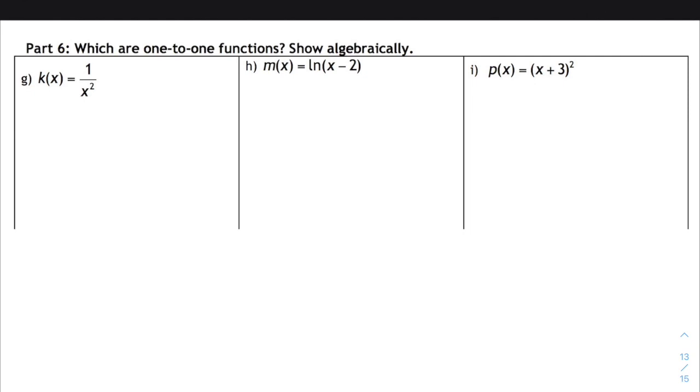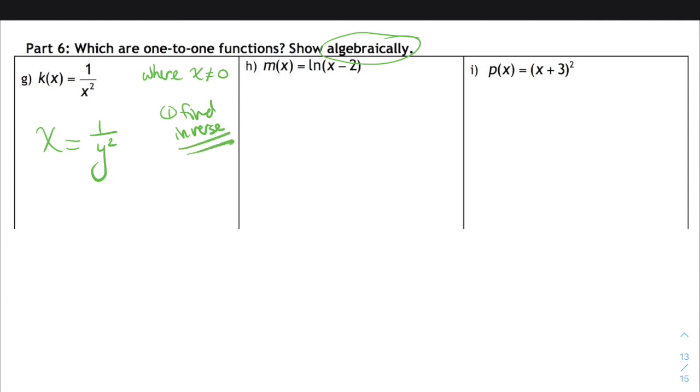Which ones are 1 to 1 functions? Show algebraically. When it says this, it's fine to graph to get an idea and do a sanity check, but we want to actually do some algebra here and figure this out. So let's first specify where x is not equal to 0, because if x was 0, we'd have a problem in that denominator. Okay, so x equals 1 over y squared. Step 1, find the inverse. So we're going to solve for y.